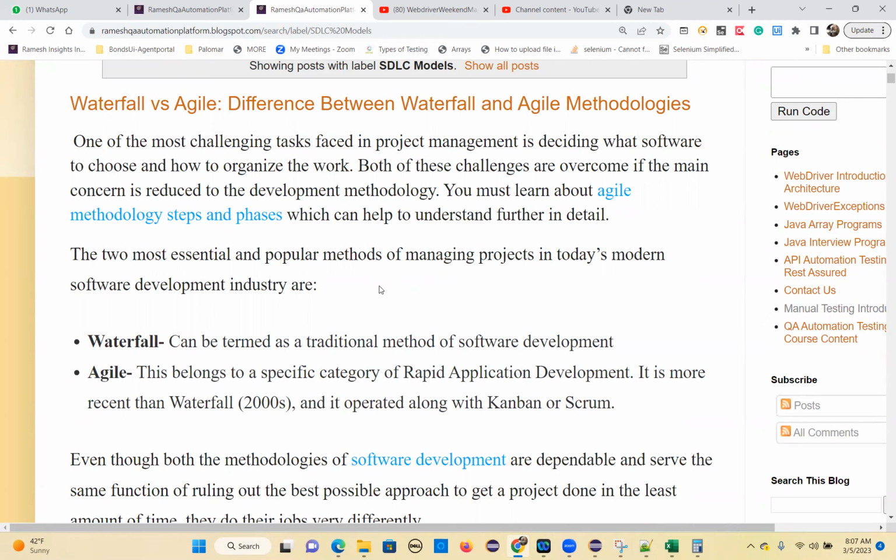Waterfall model is basically a classical model, a linear software development methodology. And in agile, the testing and development activities go hand in hand concurrently. That's agile. That's waterfall: each phase must be completed to start the next phase.